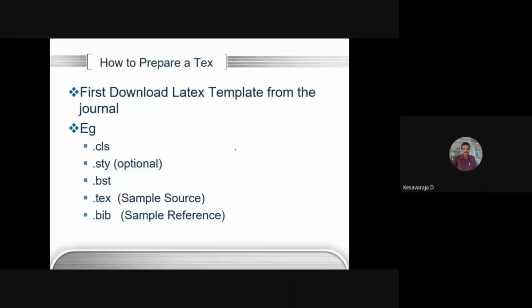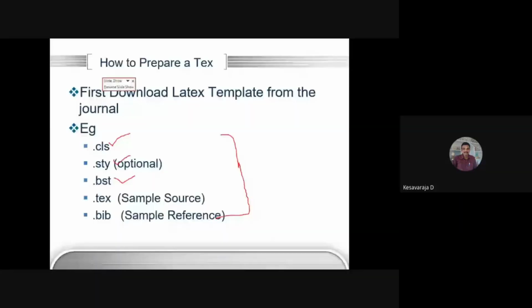You will download the LaTeX template and unzip it, which comprises these things. One is the class file of their own format. Some journals provide style files, some do not. Anyway, it's not mandatory. For references, normally the reference style depends on IEEE. Every journal provides their own reference style too. Then the source program: each and every journal provides their own source template with the extension .tex, and their own reference template with the extension .bib.